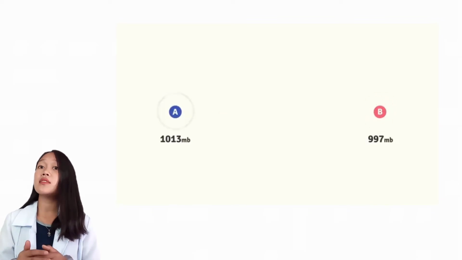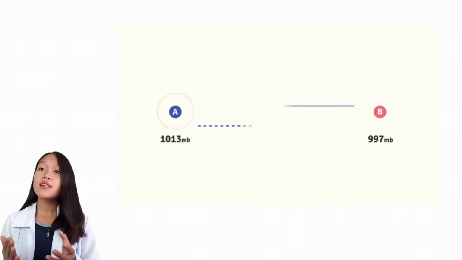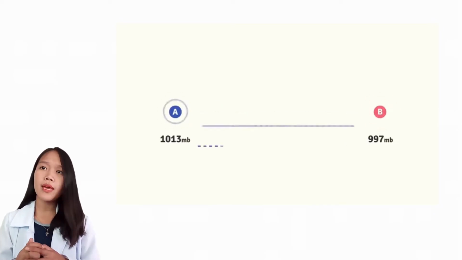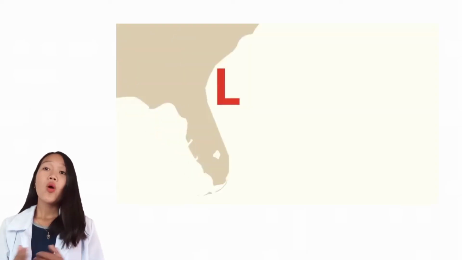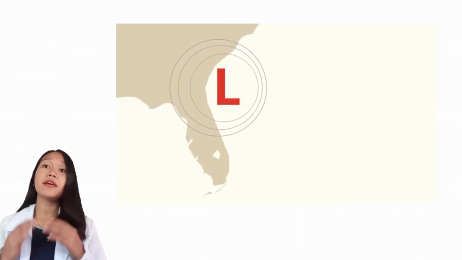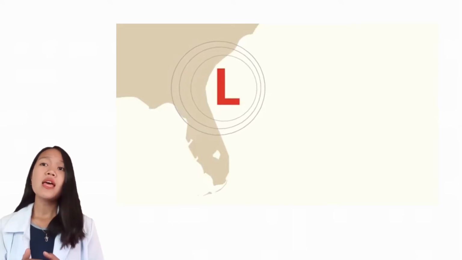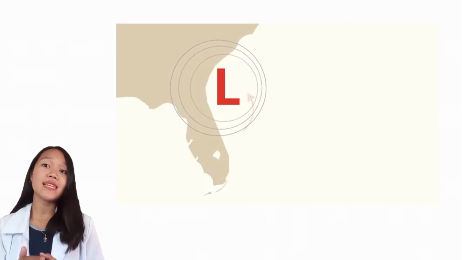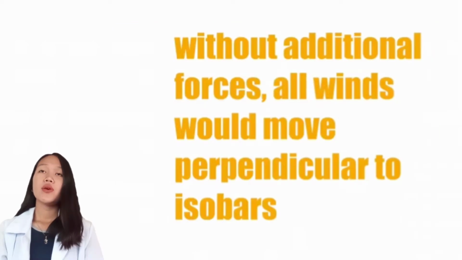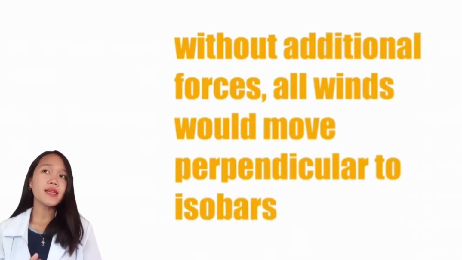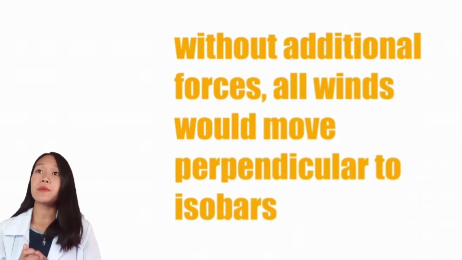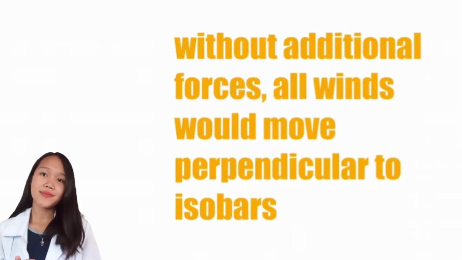Now, the greater the difference in pressure, the faster the flow of the air will be. In other words, the wind will be higher. In the weather map, we can see the pressure gradients by means of isobars, which are the lines of same pressure. The closer the isobars are to each other, the faster the wind is in the particular area. Without additional forces, all winds would move perpendicular to isobars.